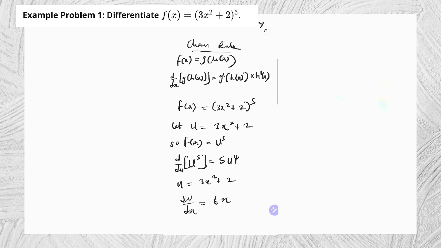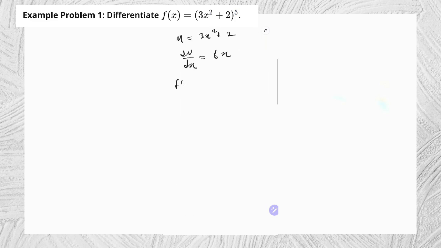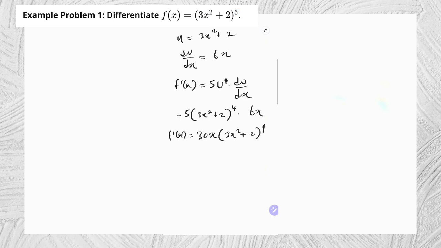So, once you apply the chain rule, differentiation of f of x will give you 5u raised to power 4 times du dx. All you have to do now is substitute u is equal to 3x squared plus 2, and du dx is equal to 6x. And you arrive at 5 times 3x squared plus 2 raised to power 4 times 6x. Once you simplify this, you get 30x times 3x squared plus 2 raised to power 4.